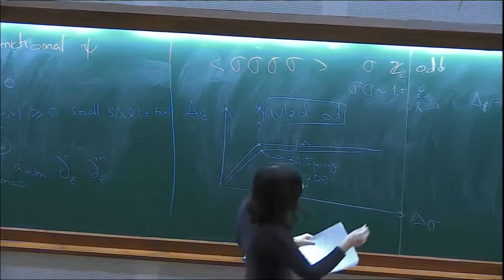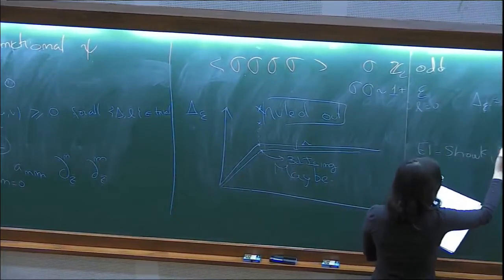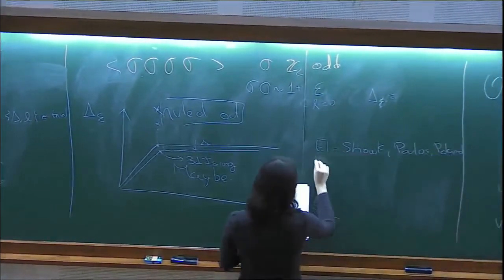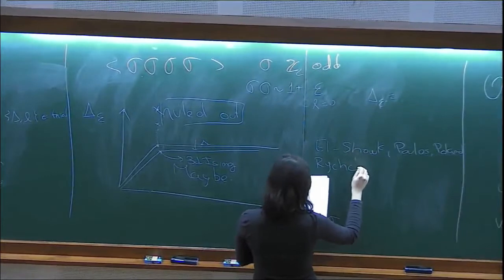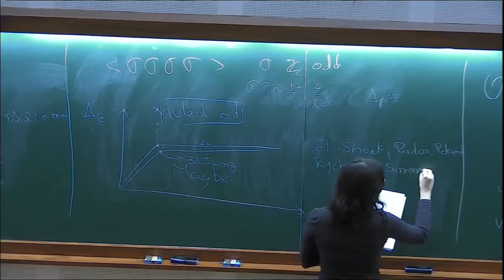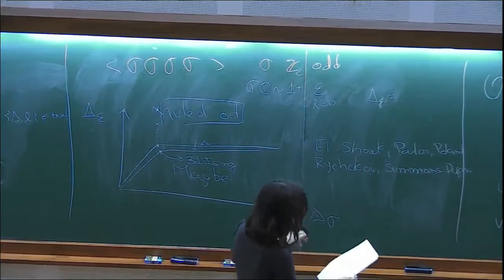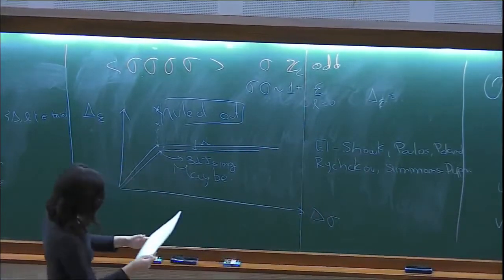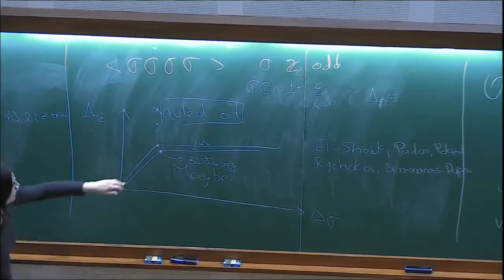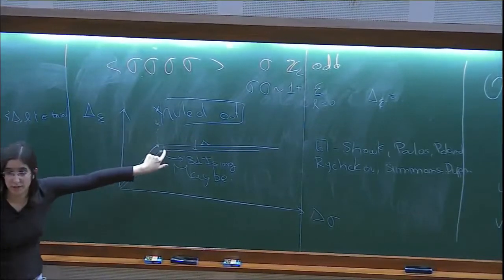And so this plot that I am drawing comes from this paper here, by El-Showk, Paulos, Poland, Rychkov, and Simmons-Duffin. So there is actually a physical theory that saturates it, and this is getting an upper bound on the dimension of the epsilon field in the 3D Ising model.